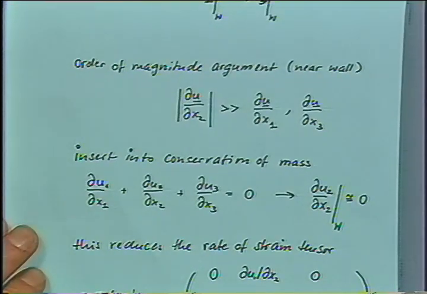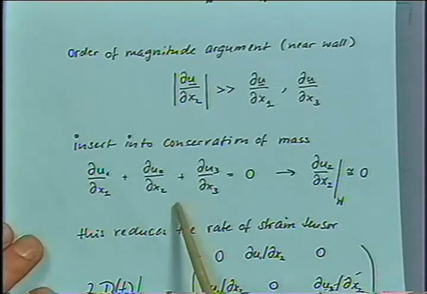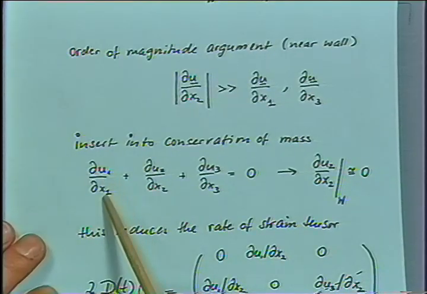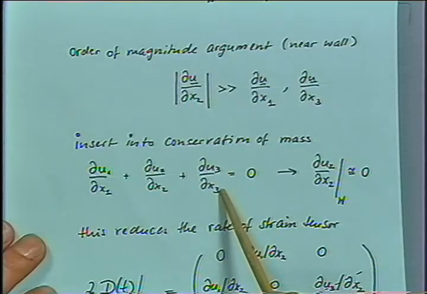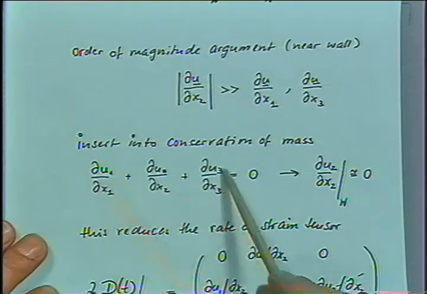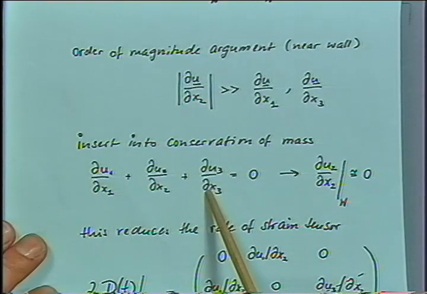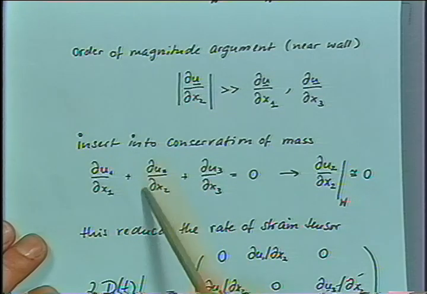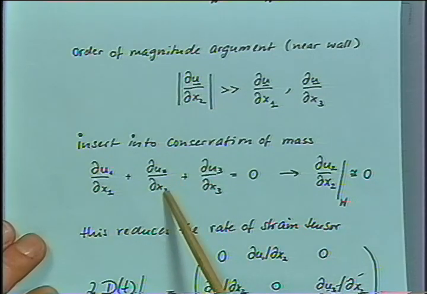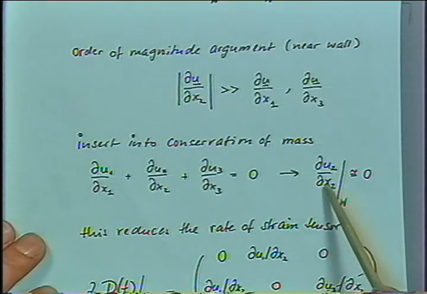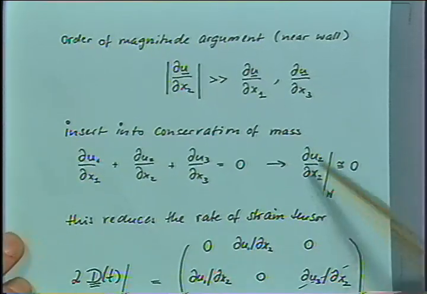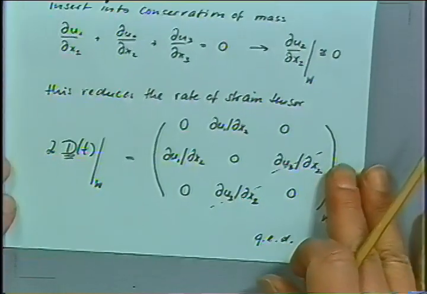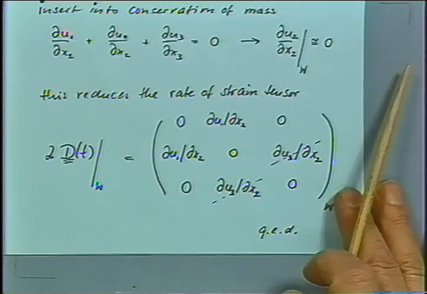In the equation for conservation of mass, where we have u1 gradient in one direction, u2 gradient in two direction, u3 in three direction, those two gradients will be very, very small, really close to 0 near the surface, and we can say that the gradient of u2 with respect to x2 at the wall is about 0 from that derivation.